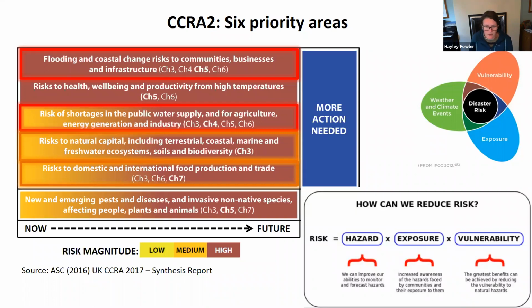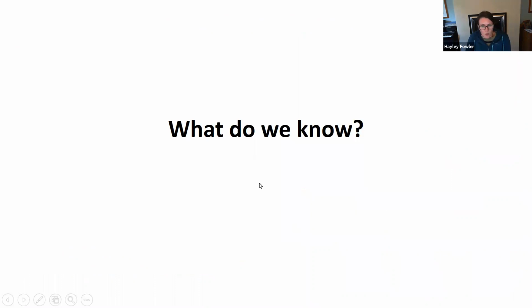However, to start with in this talk, I am going to be talking about changes to hazards, and in particular extreme rainfall that we've produced in our research. So what do we know already about changes to hydrological hazards and risks?